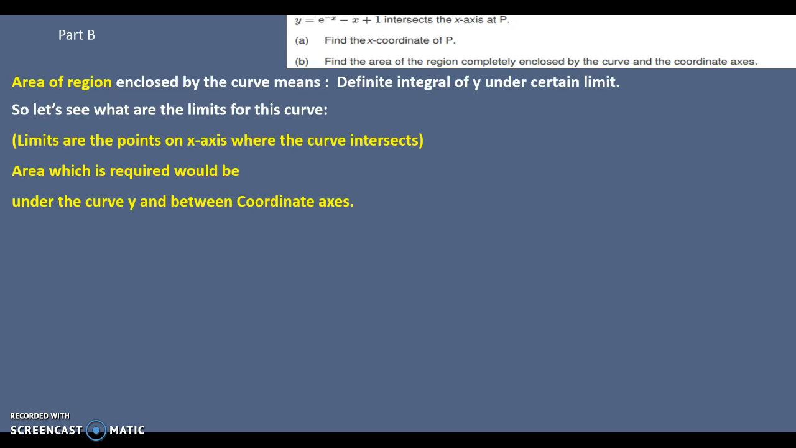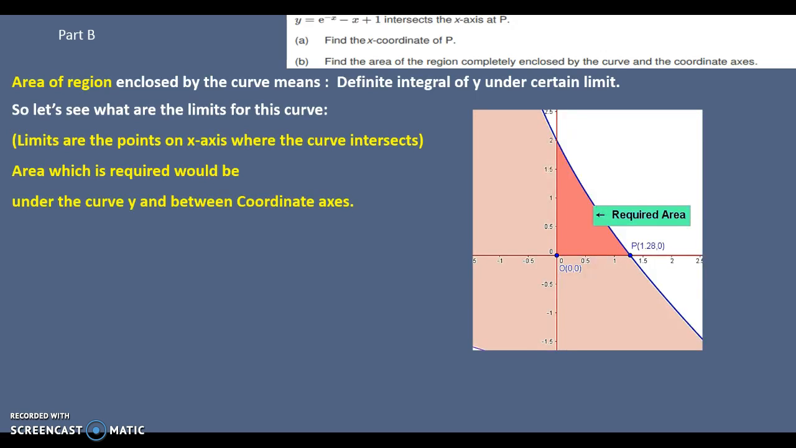So for the limits, because you have to see the graph, I will show you. The graph is clear and you can see the blue curve going. So this is our curve, and the area, the pink one, is all under the curve, but we don't need this full area. We want the area enclosed by the curve and the coordinate axes. So we should focus on where the y-axis and x-axis are intersecting the curve, and the origin, of course.